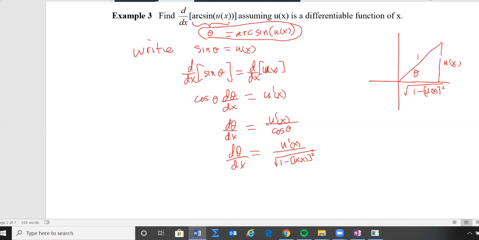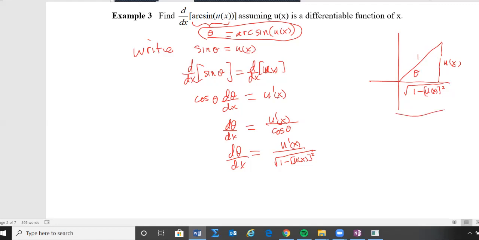sine. So if you differentiate this, you'll get on the left side and on the right side, derivative of the sine is a cosine, but we assume theta is a function, so we need d theta dx. The right side, we just have a u prime of x, and then we divide by cosine, we get this.